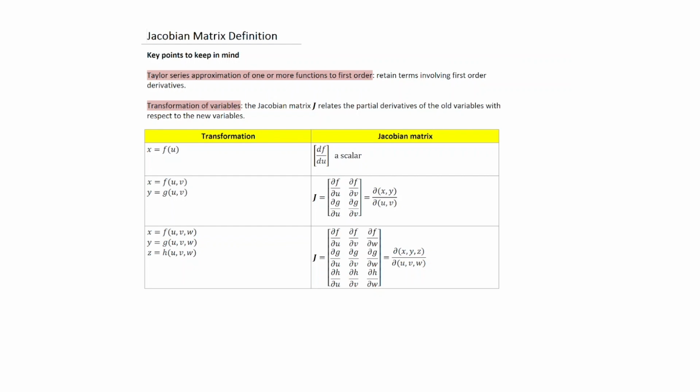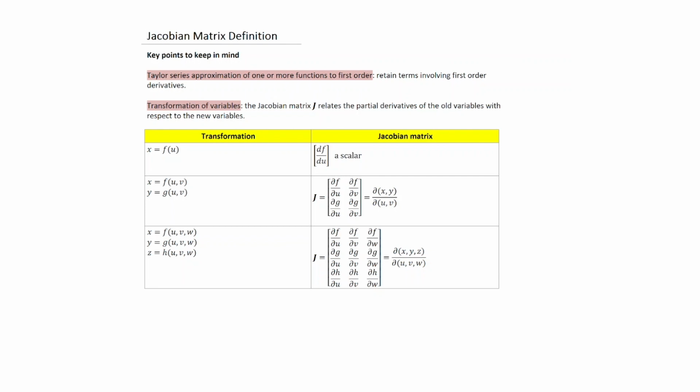For example, on the left, we have transformations involving a single variable, two variables, and three variables, and on the right, the Jacobian matrix. In the case of a single variable, the Jacobian matrix would be just df by du. So df du here would be a 1-by-1 matrix, but that's equivalent to a scalar. This is something you looked at last year when you were doing integration, right? You made a substitution of variables and required a derivative in the calculation process.